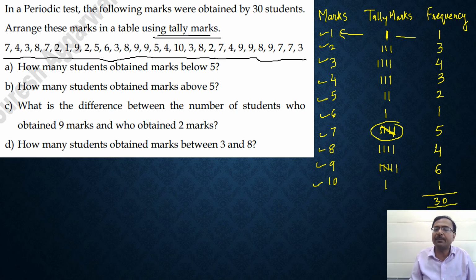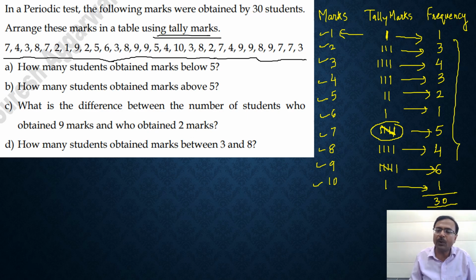So just count the number of lines after marking the tally marks: 1, 3, 4, 3, 2, 1, then 5, 4, 6 and 1. And if you add up all these, you are going to get 30, which is given in the question. 30 students, that's what is given in the question. Now based on this table, we have been asked some questions which we have to answer.